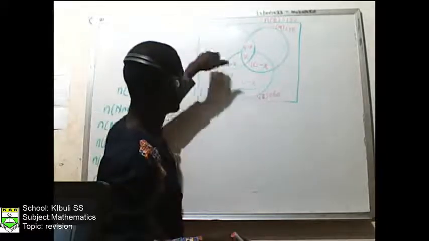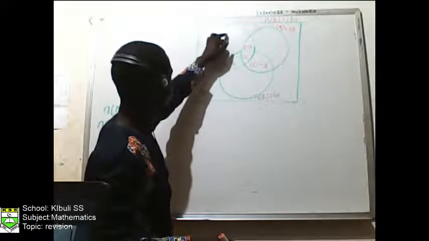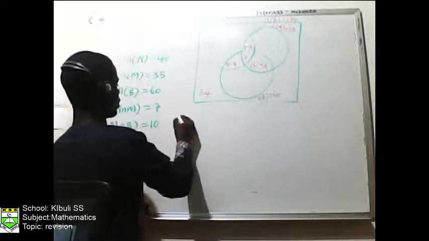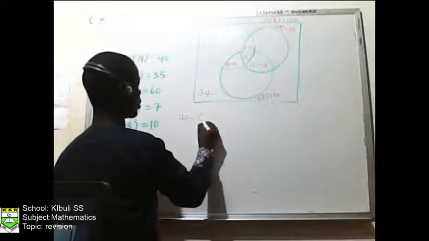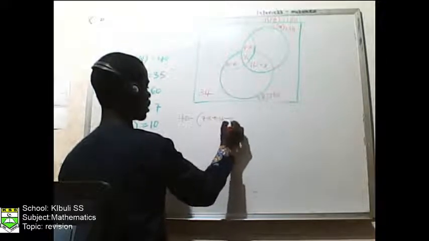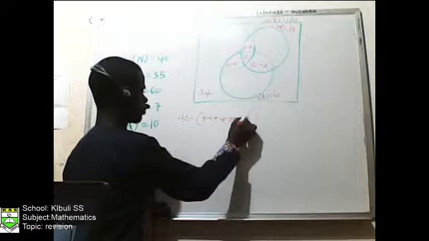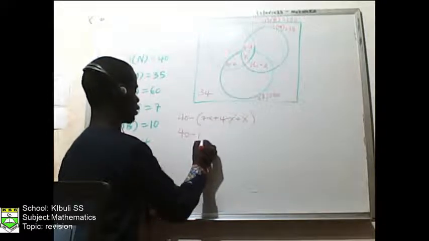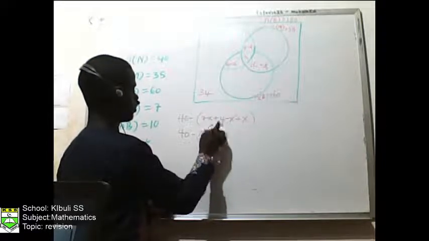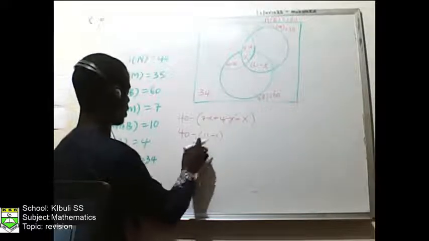I know that the whole of this set is 40, but if I have this and this, I can get the value here by subtracting from 40. By subtracting these whole values that I have from 40, I will come up with the value here. So 40 minus, I open brackets, 7 minus X plus 4 minus X plus X. Negative and positive will go, and I'll have 40 minus, what is this? 7 plus 4. The answer is 11. I have minus X. So this is 40 minus 11, the answer will be 29.